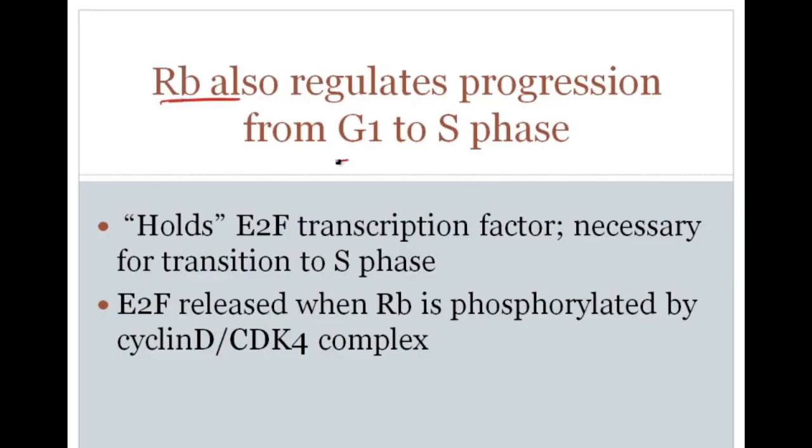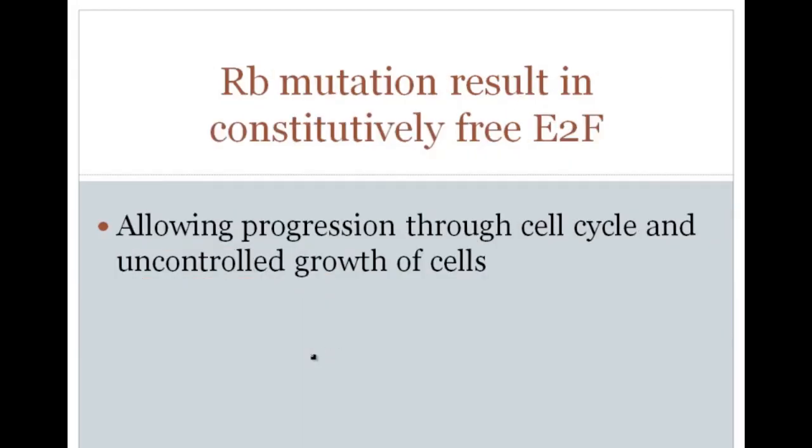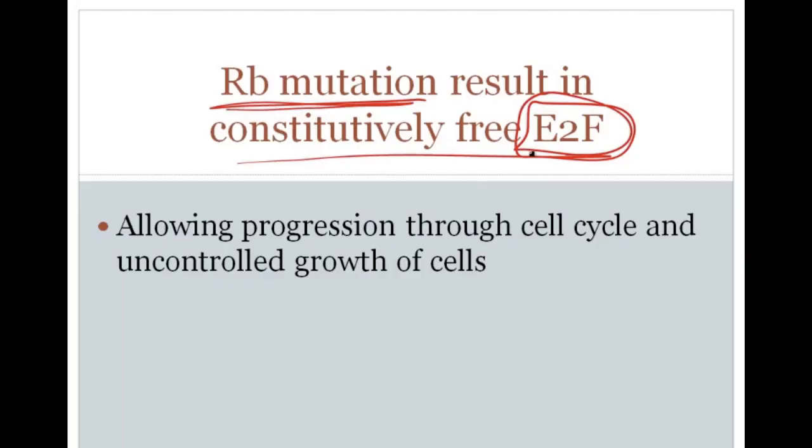Retinoblastoma regulates progression from G1 to the S phase. Retinoblastoma holds the E2F transcription factor, which is necessary for a transition to the S phase. Normally, E2F is released when retinoblastoma is phosphorylated. And who phosphorylates retinoblastoma? Cyclin D, CDK4 complex, which has the ability to phosphorylate proteins. If retinoblastoma is mutated, that results in constitutively free E2F. So E2F will be free, and that allows for uncontrolled progression through the cell cycle. So that's the consequence of retinoblastoma mutation.